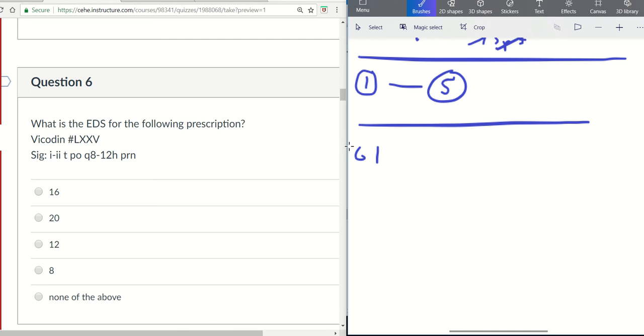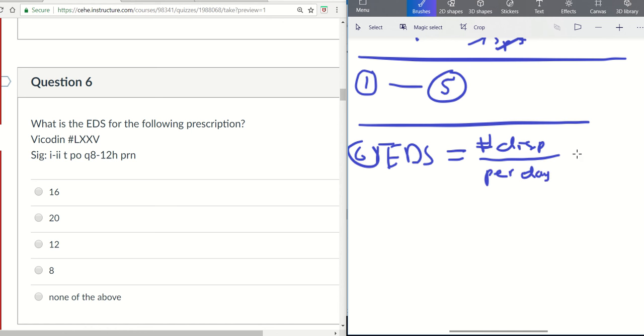Alright, so number 6, we got EDS. So you're going to take the amount dispensed and you divide it by how much they use per day, maximum, and you round down. If you have a partial day, make sure you round down. So for number 6, what is LXXV? L is 50, X is 10, V is 5. How much is that? 75. 2 X's. So it's 50 plus 10 plus 10 plus 5.